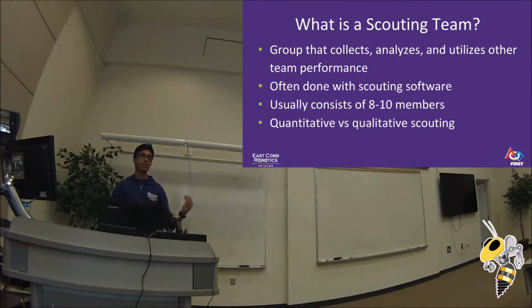Scouting teams consider quantitative and qualitative scouting. Quantitative scouting is more numerical data, hard data points, versus qualitative scouting, which is more like opinions of how a team did during a match and how compatible they might be, which isn't really able to be captured with just numbers. I encourage both types in my own scouting program, but I will be specifically going over the quantitative versions.